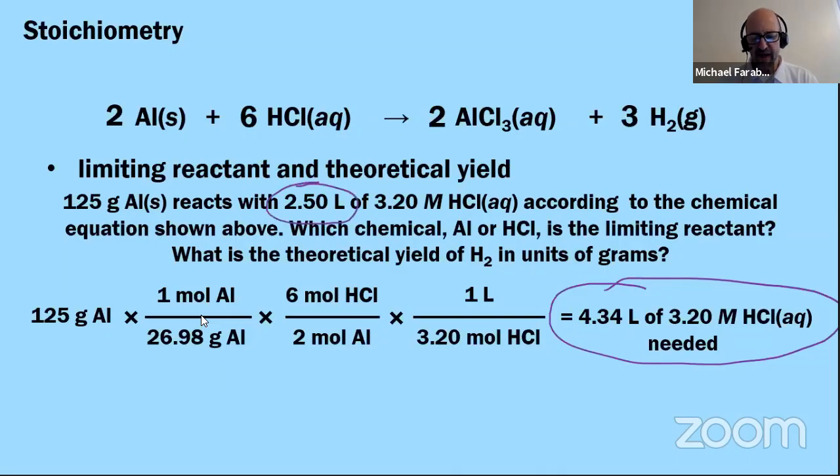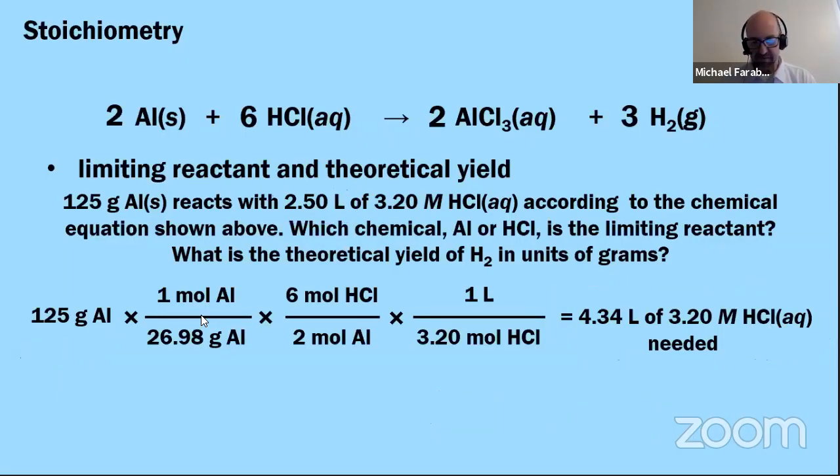Hopefully you can see that HCl is the limiting reactant because the amount you need to react with all of this aluminum is greater than what you have available. So you're going to run out of the hydrochloric acid. You don't have enough hydrochloric acid to react with all this aluminum, so therefore it is the hydrochloric acid that is going to be limiting and to be consumed completely.